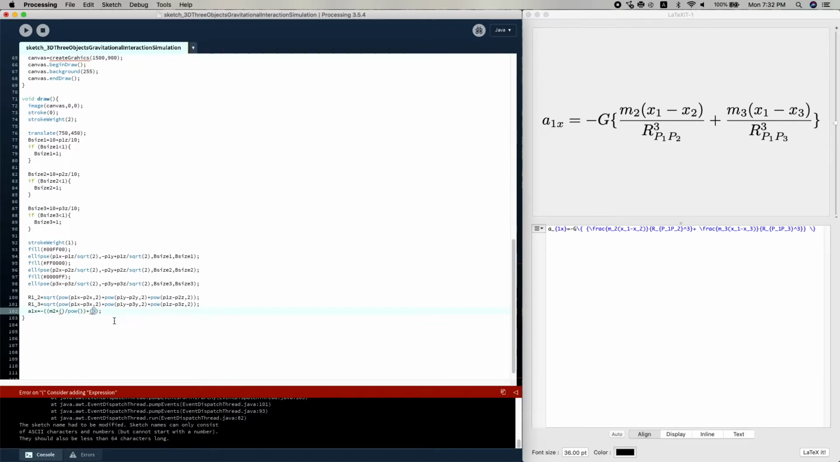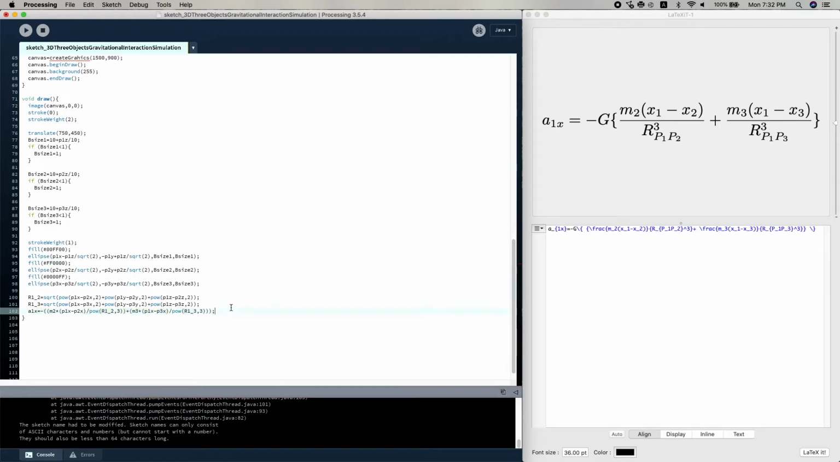And here also we're going to need m3 times some bracket divided by some power. Now, inside the first bracket, we're going to need x1 minus x2. So p1x minus p2 of x, and divided by the power of r from 1 to 2 cubed. And here we're going to need p1 of x minus p3 of x, and the power is going to be the radius of 1 to 3, and our power is going to be 3.